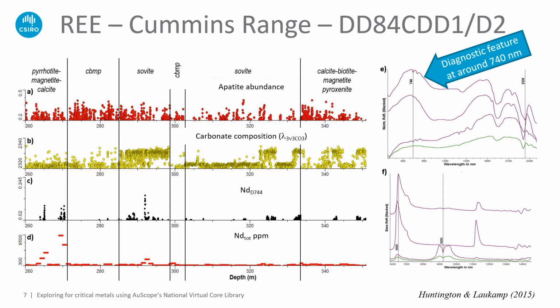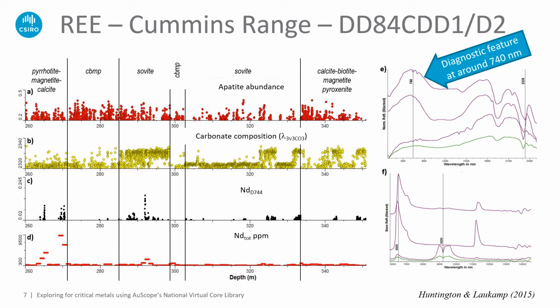At the top, we are looking at the apatite abundance derived from the HyLogger data. The second plot from top is the carbonate composition from the HyLogger data, and the third diagram from top is the relative abundance of neodymium based on a certain absorption feature at 740 nanometers that we see in the visible near-infrared part of the reflectance spectrum.